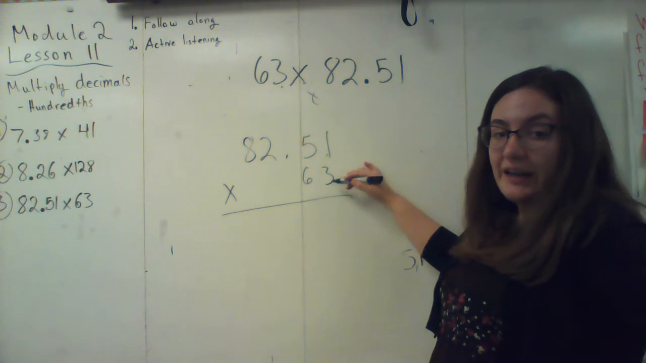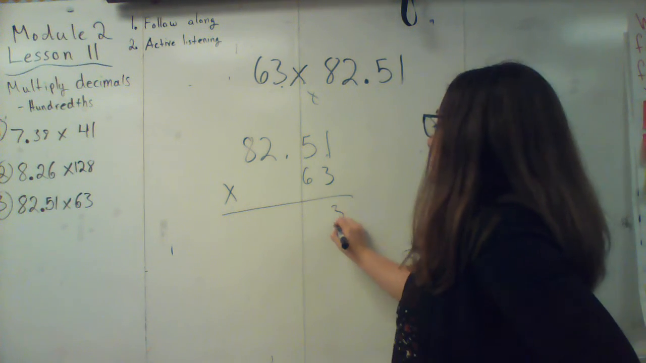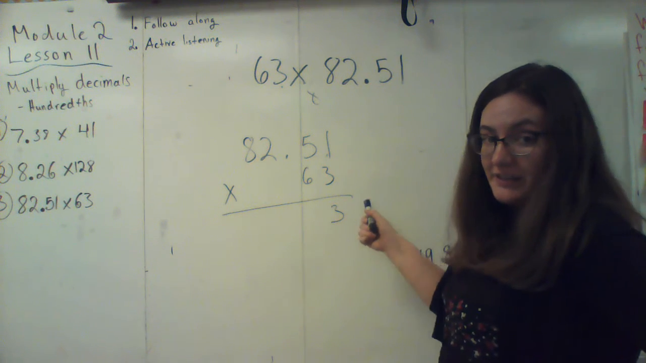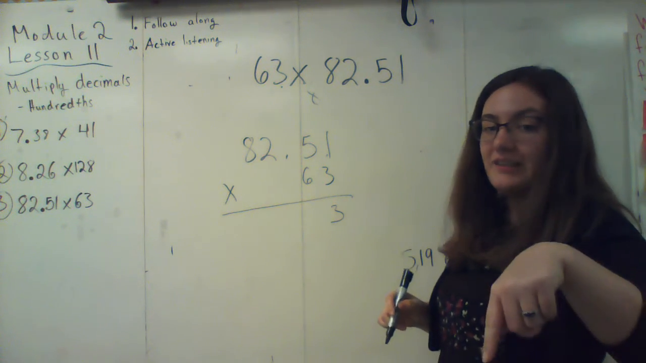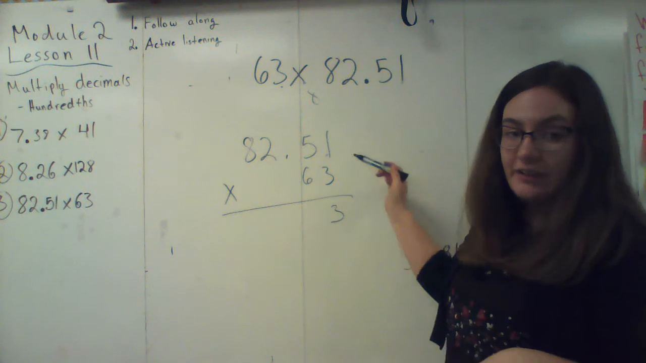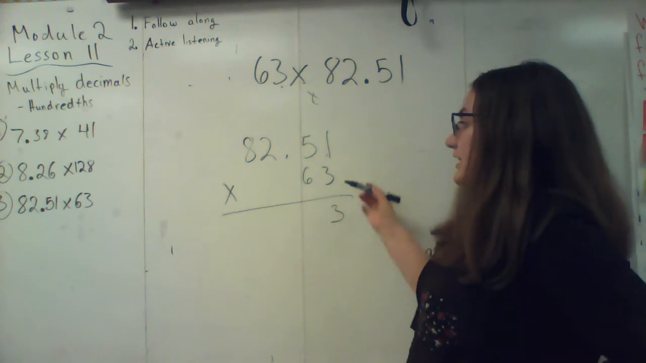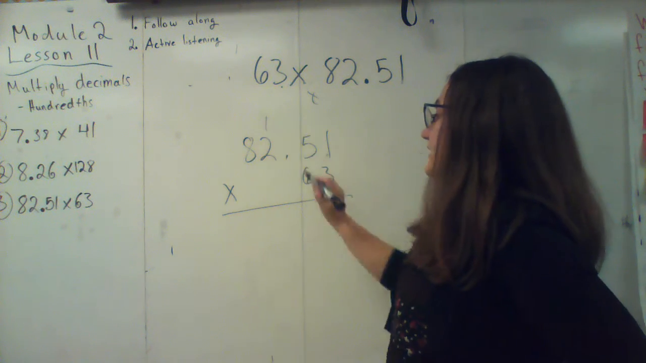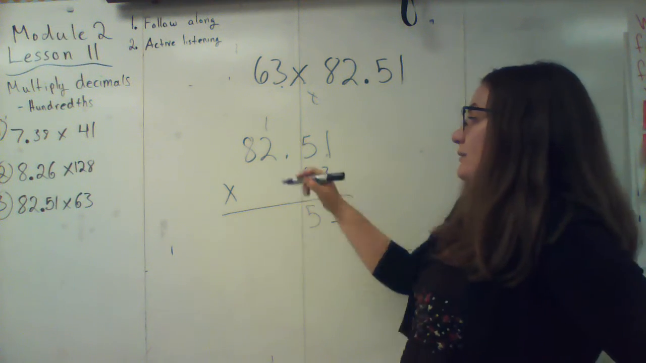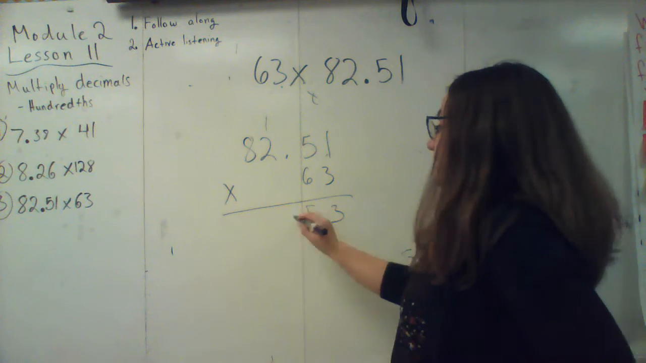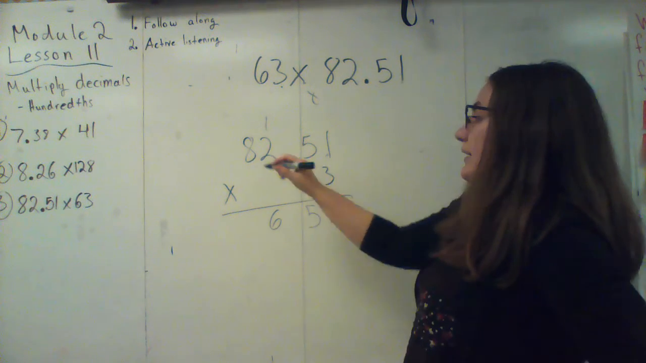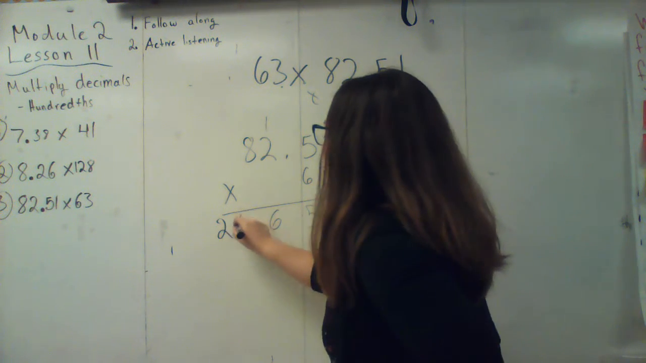But let's start multiplying. So I have 3 times 1, which is 3. And if you haven't already done the standard algorithm on your desk, please pause this video and do the standard algorithm for this problem and then replay it once you have your answer. So 3 times 1 is 3, 3 times 5 is 15, 3 times 2 is 5, 5 plus 1 is 6, 3 times 8 is 24.